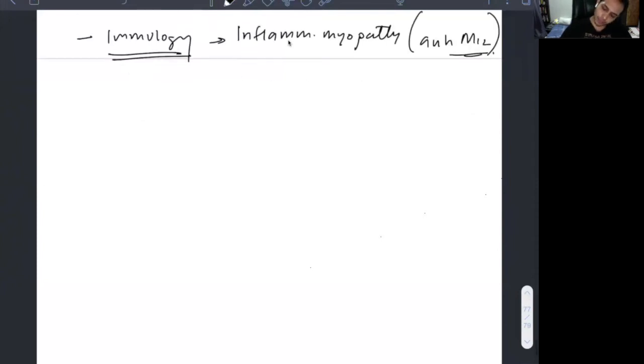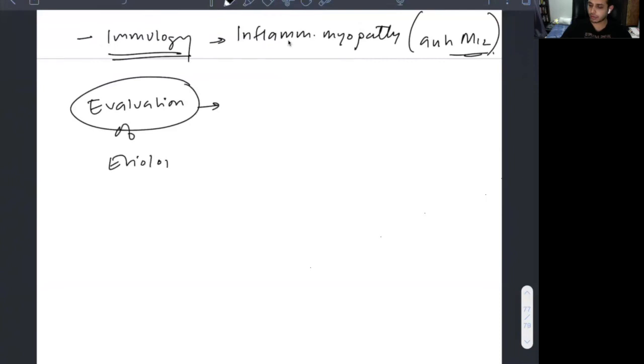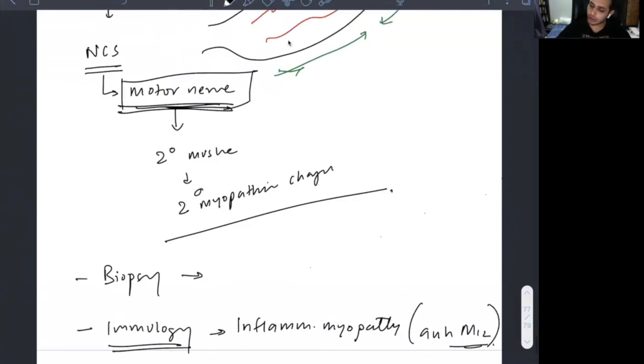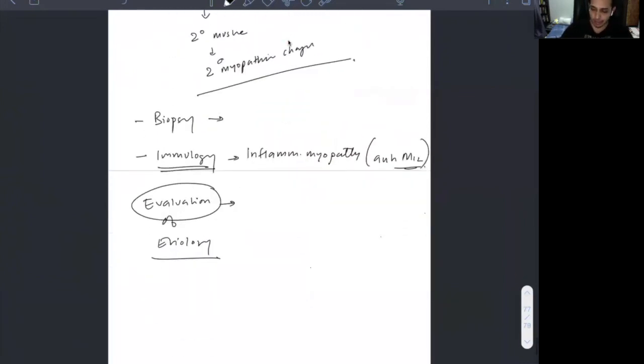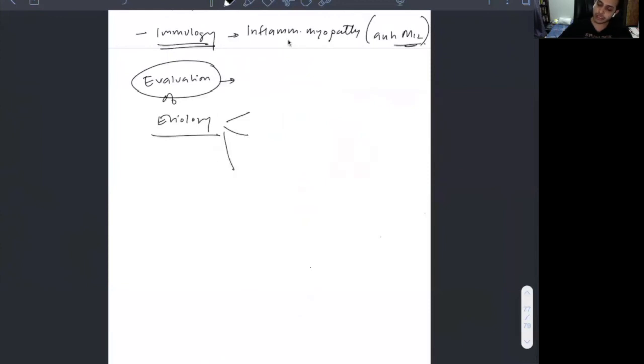And coming to evaluation of etiology. So all the things that we discussed so far is to first confirm that it is myopathy, find out the pattern of involvement, and then try and come to a diagnosis of why this myopathy has happened. So what can be the different causes? We'll again follow the same vitamins rule.